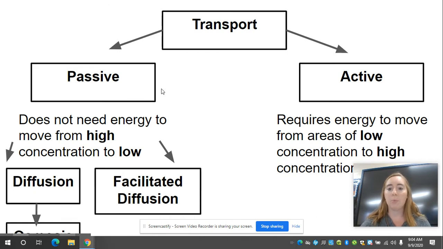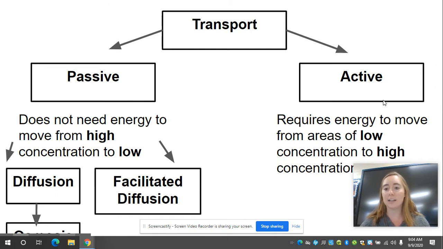We will be talking about both of these, but we're going to focus on the passive side of transport first. Passive transport does not need energy to move from high concentration to low concentration. What that means is it can just move from high concentration to low without us needing an energy molecule. We'll talk more about the energy molecule, but in this class, we'll talk a lot about ATP as our energy molecule.